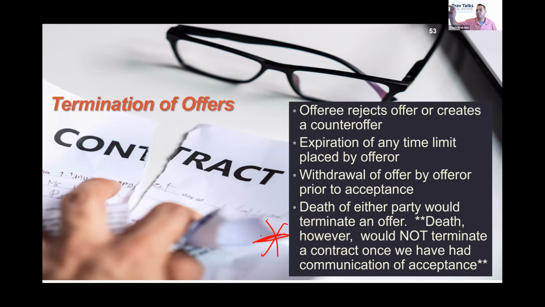Buyer submits an offer, seller drops dead. There is no more offer. Buyer submits an offer, buyer drops dead. There is no more offer. Is everybody with me on that?